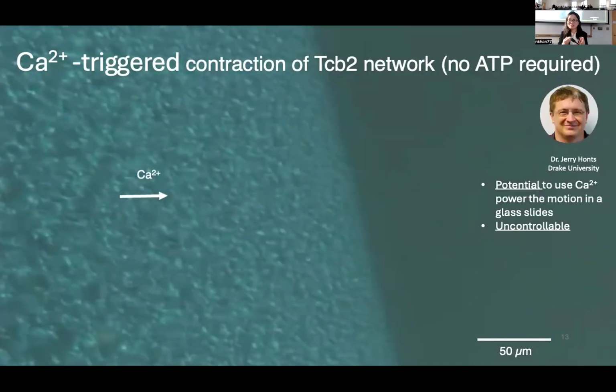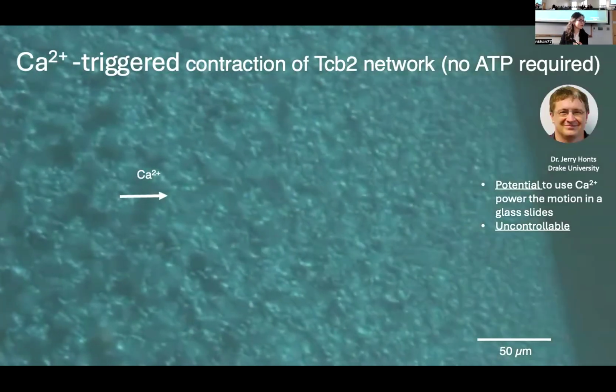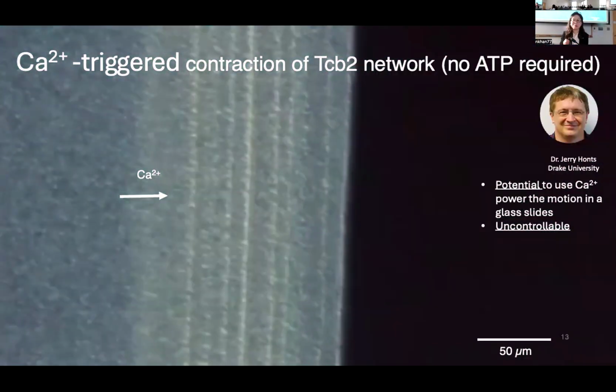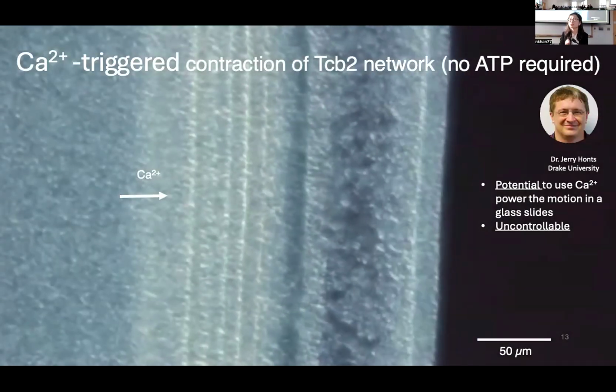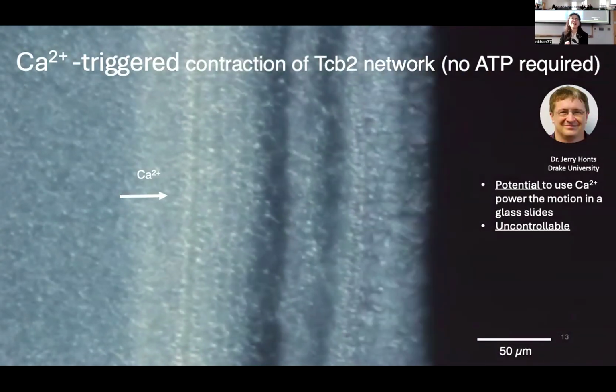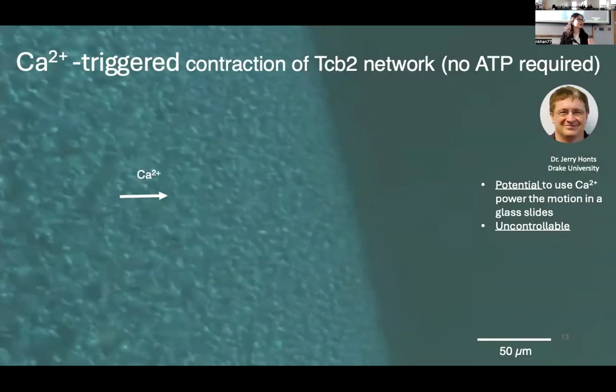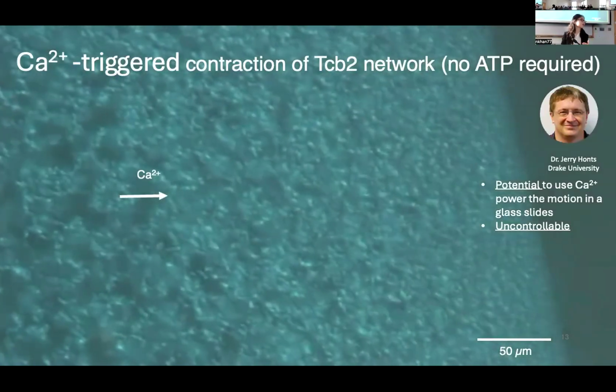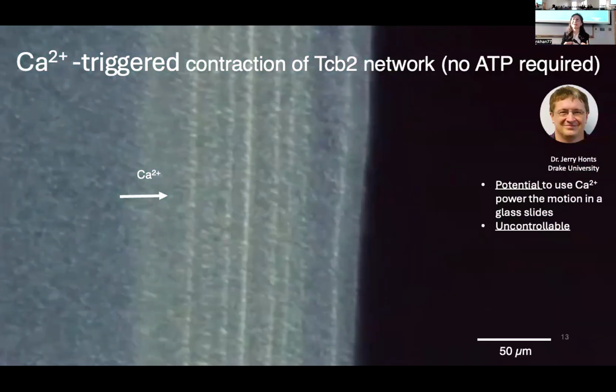But I have tried this experiment in our lab for quite a long time, and there are some problems. It's uncontrollable. When we pipette the calcium into the system, it's really hard to control the force and to repeat everything.